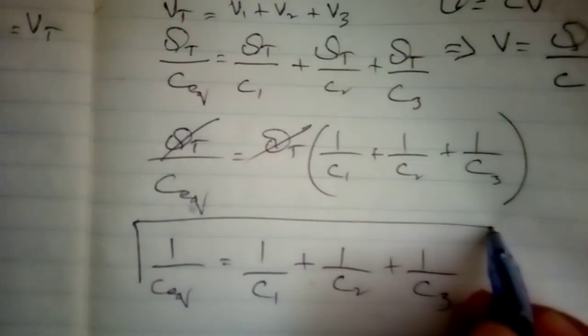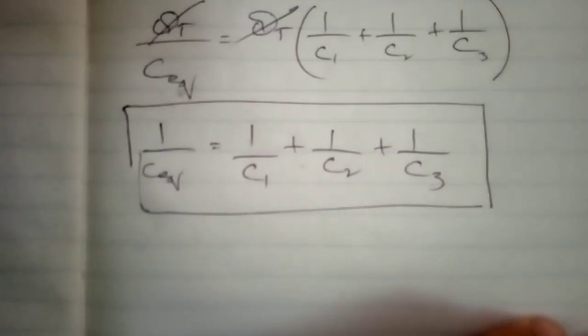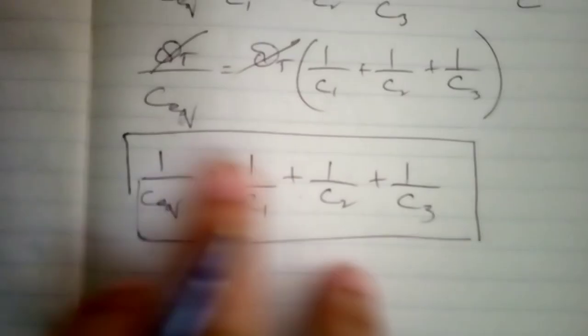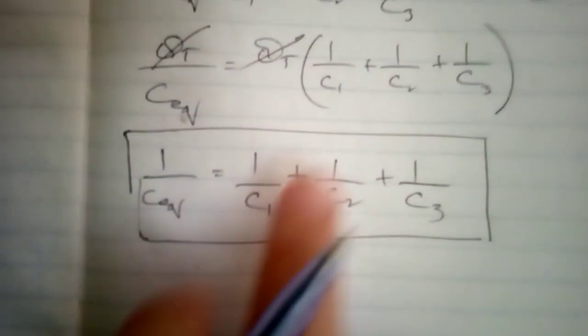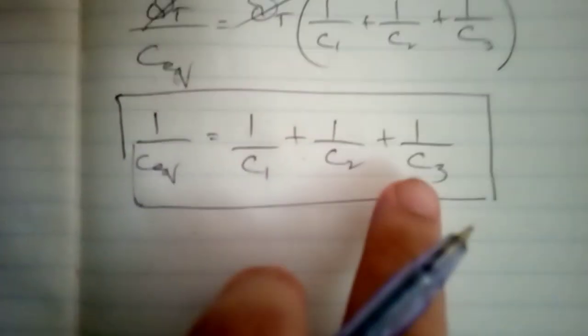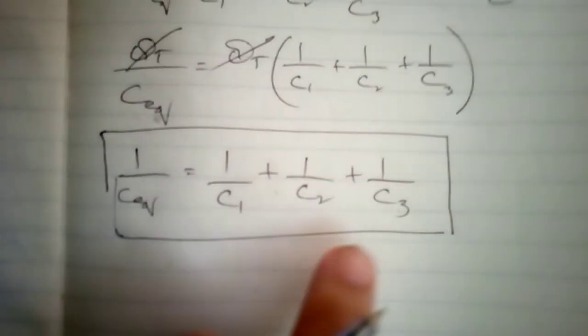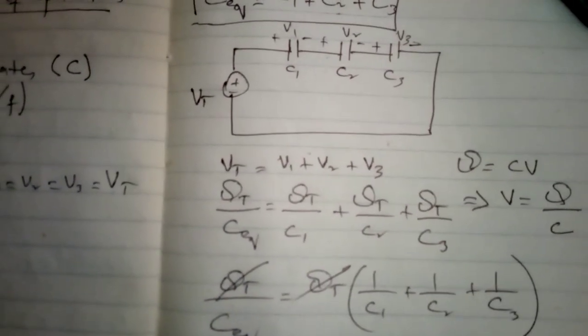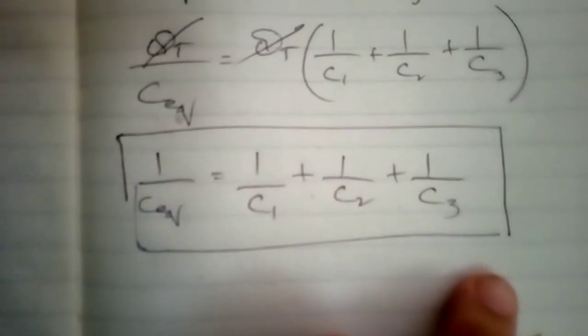So this is the formula for equivalent capacitance when the capacitors are connected in series combination. 1 upon C equivalent is equal to 1 upon C1 plus 1 upon C2 plus 1 upon C3 when the capacitors are connected in series combination. You can see capacitors are connected in series combination here. That's why the formula of equivalent capacitance is like this.